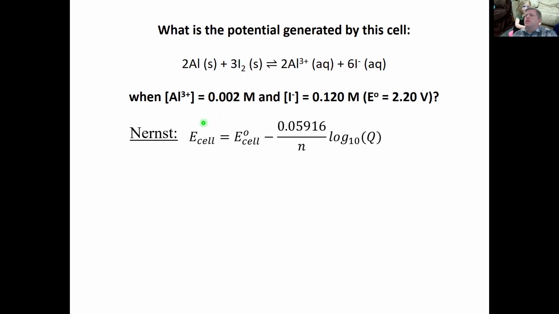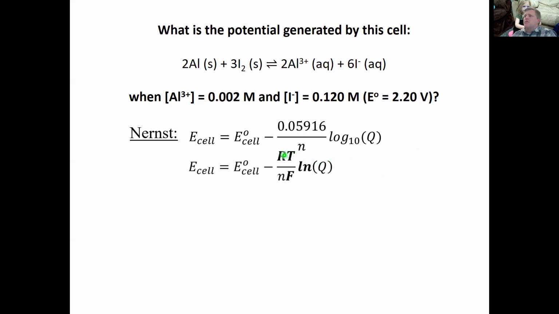So in the Nernst equation, on the left here, the E cell, that is going to be the potential of your cell at any given time during the process. Your E naught here, that is just your standard reaction potential. And then let's talk about the rest of this. So N is the number of moles and Q is your reaction quotient. But where is this 0.05916 value coming from?